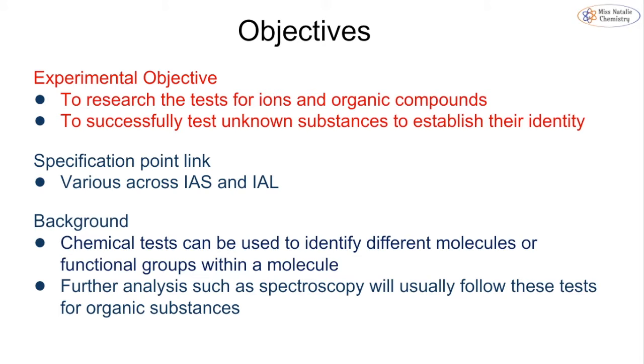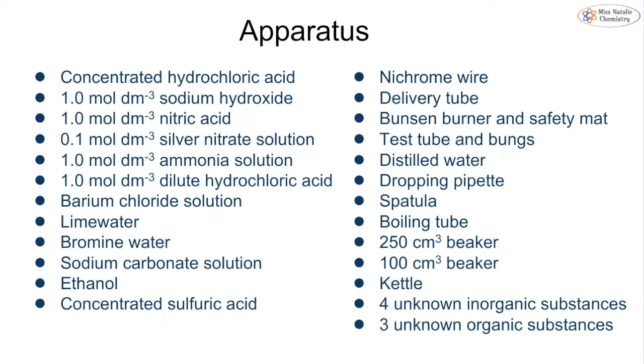And there's various links to the specification, and we know that chemical tests can be used to identify either different molecules, or for organic substances they can identify the functional group. Typically though, we would do further analysis such as spectroscopy, just in order to follow up and make sure that we have our structures correct.